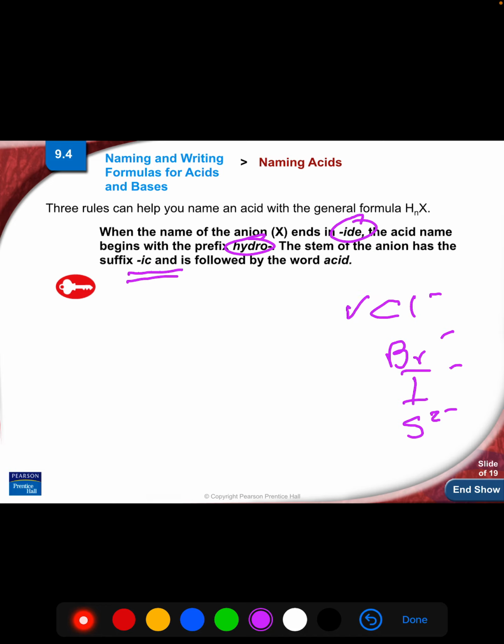We've used it. Hydrobromic acid, hydroiodic acid, sulfuric acid. So these have very straightforward ways of being named. These are commonly what we call binary acids, where we only have two components, as in hydrochloric acid. We've got the hydrogen atom and the chloride ion.